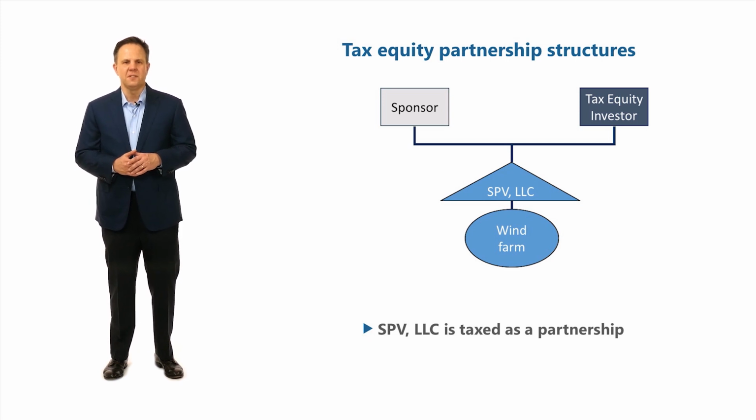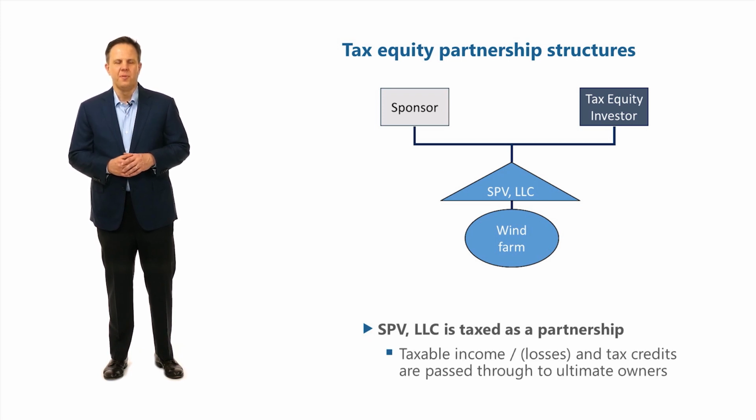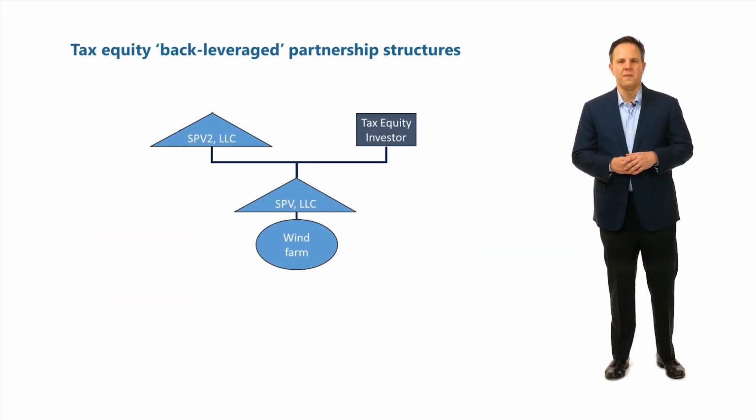Partnerships are commonly designated by triangles on entity diagrams. The idea is that taxable income and loss, as well as tax credits, are passed through the partnership to the ultimate owners. So the partnership itself is not a taxpayer. The partners in a tax equity partnership typically include the sponsor, which is oftentimes also the developer, and the tax equity investor. The tax equity partnerships most often do not have debt at the project level.